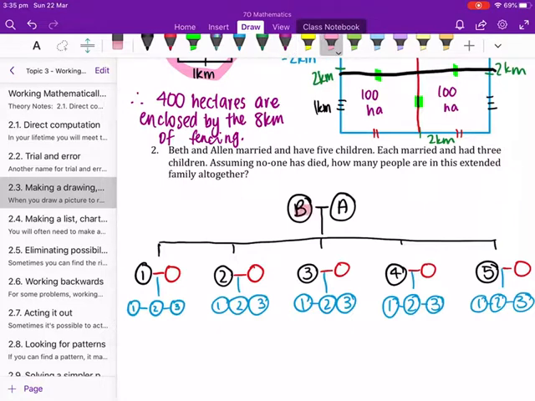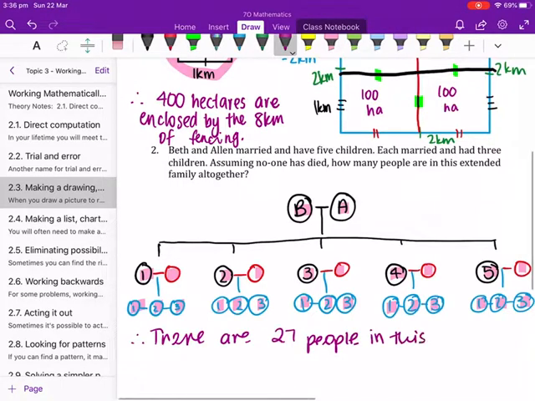So we have Beth and Alan, which is 2. Then we count the rest: 1, 2, 3, 4, 5, 6, 7, 8, 9, 10, 11, 12, 13, 14, 15, 16, 17, 18, 19, 20, 21, 22, 23, 24, 25, 26, 27. So that means we have 27 people in the family. So therefore, there are 27 people in this extended family.